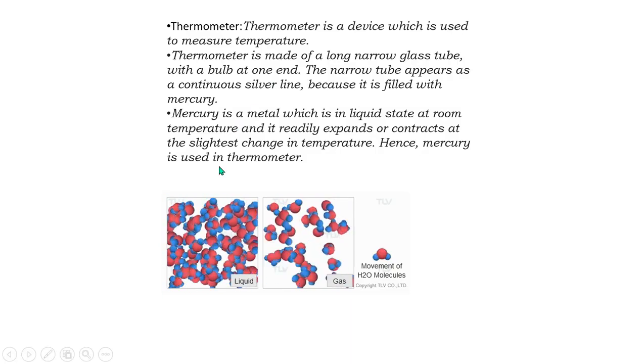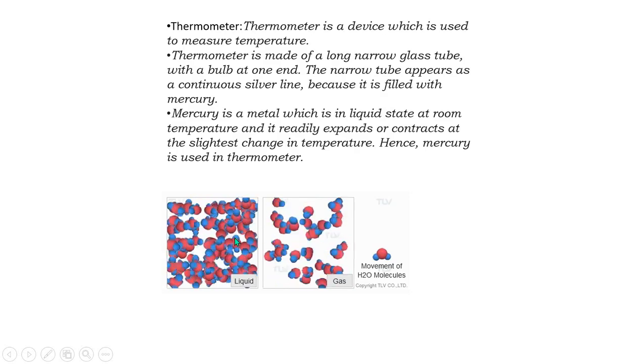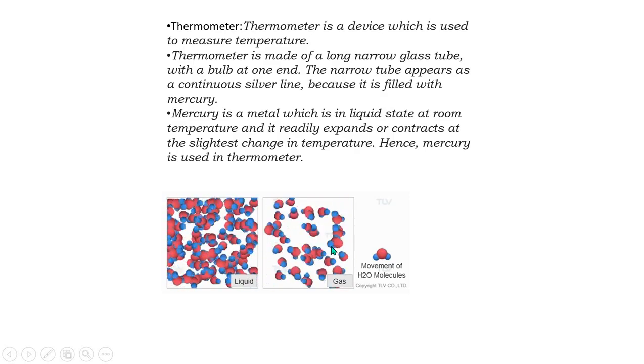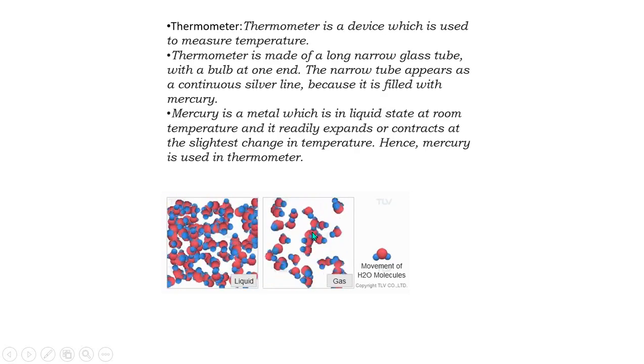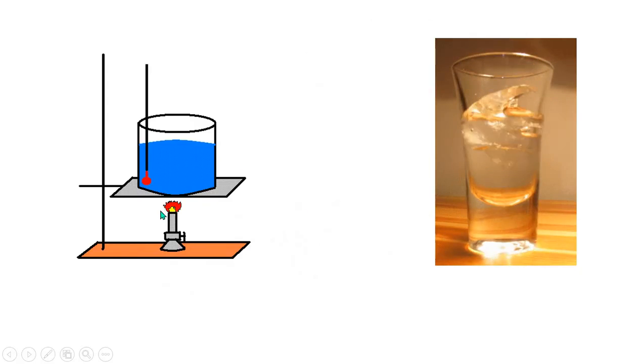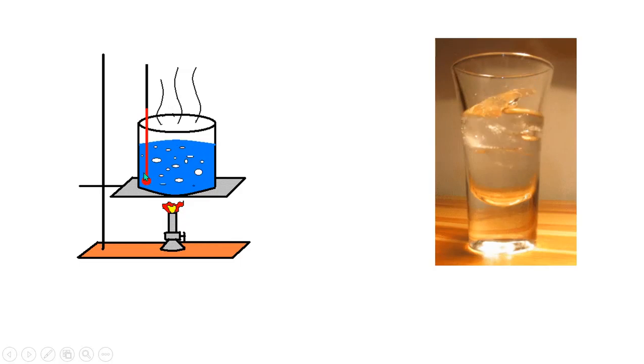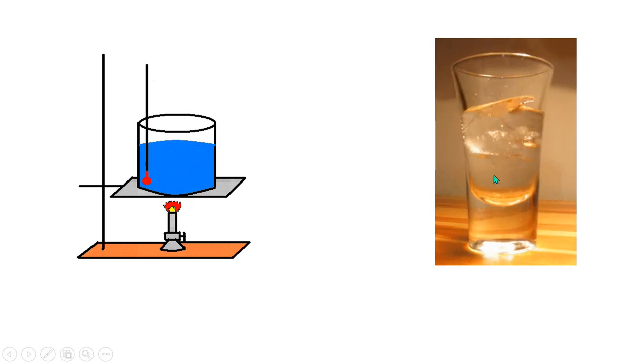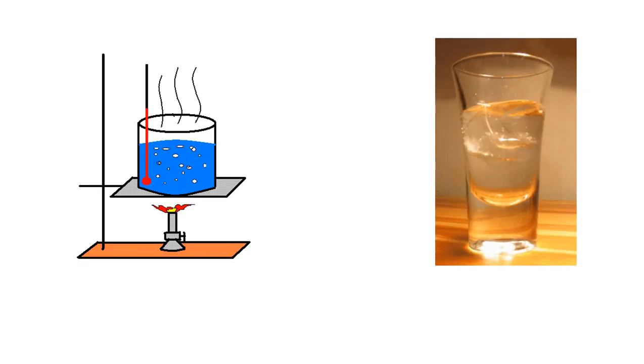And here you can see water molecules. When it is in liquid state, the movement is slower. When it is in water vapor state, the movement of the molecules is more. And if water is heated, the temperature in the thermometer is also rising. And if ice cubes are dropped in hot water, the ice melts. This shows the heat of the hot water is transferred to the ice cube, which is at a lower temperature.